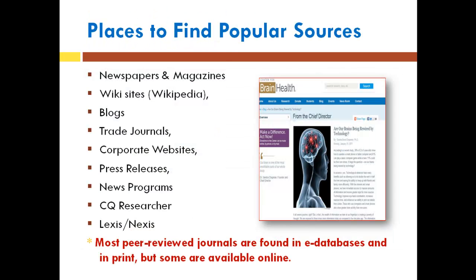Well, where do you usually find popular sources? Well, the first place, you're probably going to find them as newspapers and magazines. Second, you might find them on wiki sites such as Wikipedia. You might find them in blogs or trade journals or corporate websites, press releases, news programs, and Congressional Quarterly Researcher, or off the database LexisNexis. In fact, most peer-reviewed journals are found in electronic databases and in print, but some are available online, whereas most popular sources are always available online.